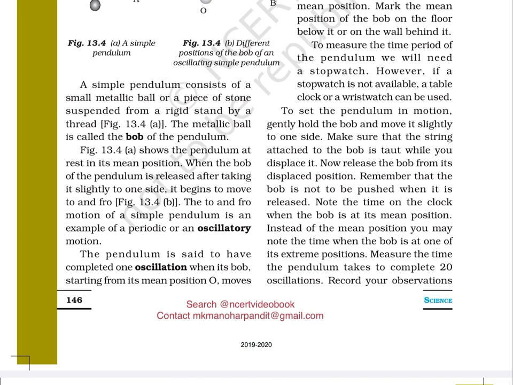To set the pendulum in motion, gently hold the bob and move it slightly to one side. Make sure that the string attached to the bob is taut while you displace it. Now, release the bob from its displaced position. Remember that the bob is not to be pushed when it is released. Note the time on the clock when the bob is at its mean position. Instead of the mean position, you may note the time when the bob is at one of its extreme positions. Measure the time the pendulum takes to complete 20 oscillations.